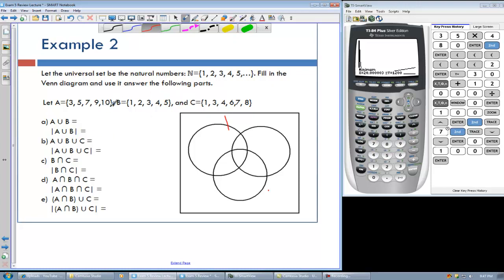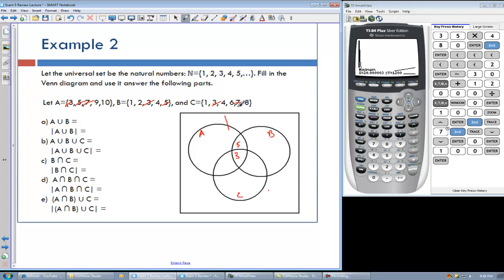So there's 3 sets, A, B, C. There's 3 circles. So let's call this the A circle. Let's call this the B circle and the C circle. And you just go through these. 3's in A, 3's in B, 3's in C. So where do you put it on all 3? Right in the middle. 5's in A, 5's in B, 5 is not in C, so it's just an A and B, so it goes right there.